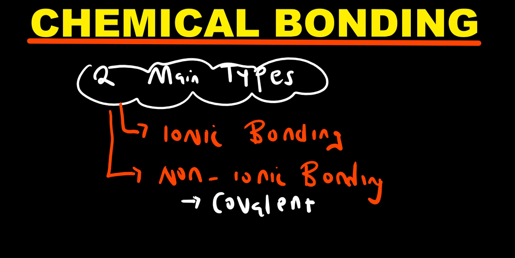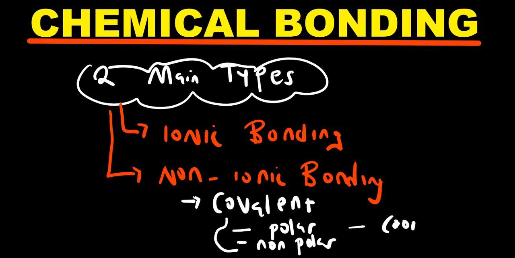Now, there are about three types of covalent bonds. They are polar covalent bonds, non-polar covalent bonds, and coordinate covalent bonds. So that's what we're going to talk about in this session. Let's talk about each of these bonds one by one. Let's start with ionic.